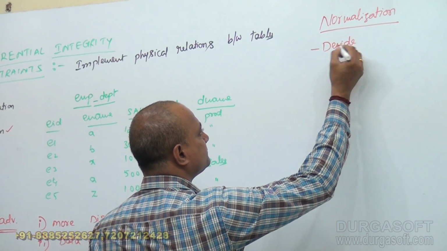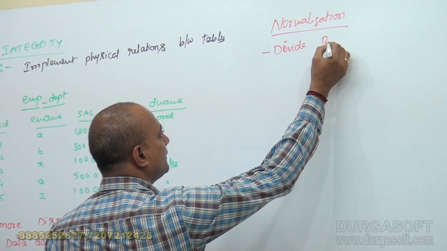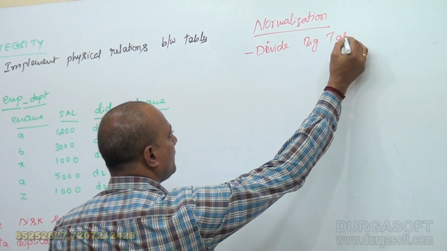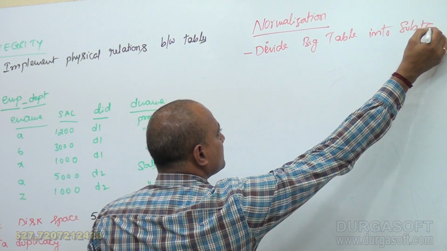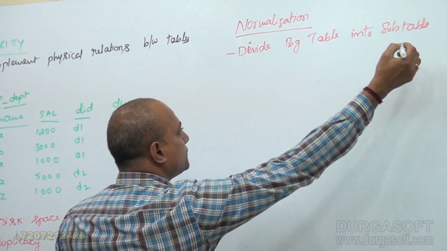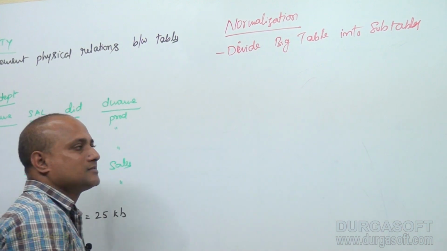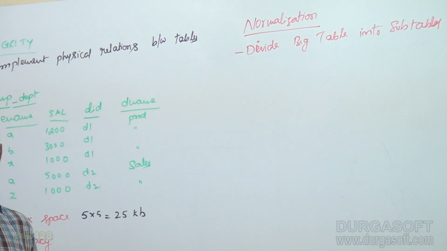Divide big table into subtables. This is called the normalization process.